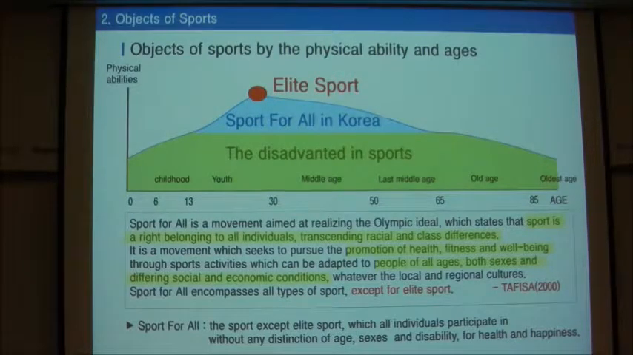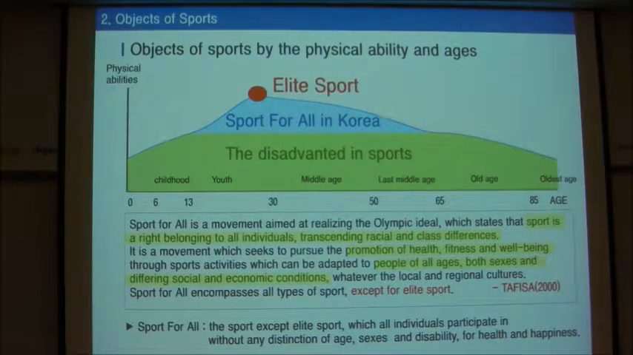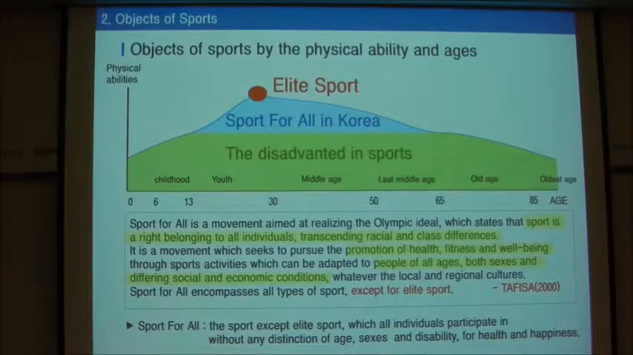The following are the objectives of sports. First of all, you can see the definition of sport for all. According to TAFISA, sport for all means the sport, except elite sport, which all individuals participate in without any distinction of age, sex, and disability for health and happiness. However, the reality and definition of sport for all are different from each other.